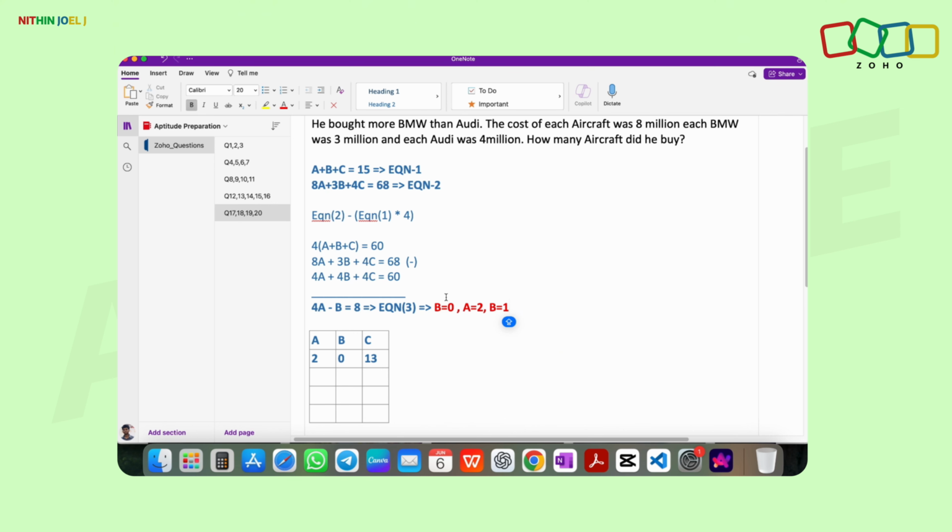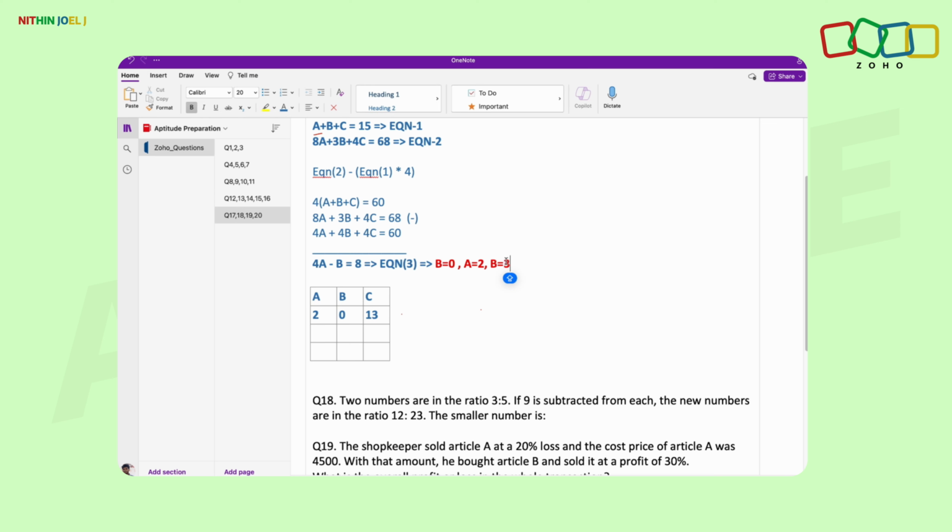So now let's assume B is equal to 2. If B is equal to 2, 4A will be 8 plus 2, which is 4A is equal to 10, and A is equal to 10 by 4. Again, it won't divide properly. Now let's go for 3. If 4A is equal to 8 plus 3, it will be 11. So 4A is equal to 11, A is equal to 11 divided by 4. Again, it won't.